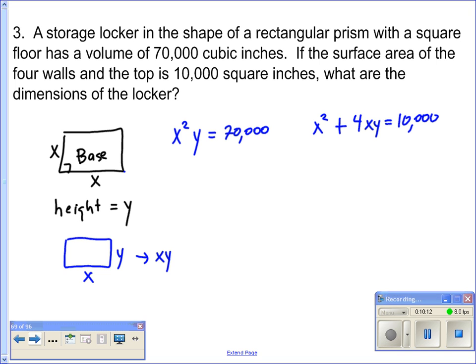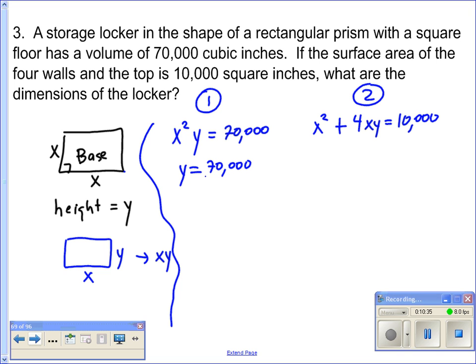So now we have the two equations set up, and we need to work through this as a system of equations here to solve this problem. So starting with this first equation here, we'll call this the second equation. With the first equation, we can solve for y pretty easily and then substitute that into the second equation. So if I solve for y, then I get y is equal to 70,000.